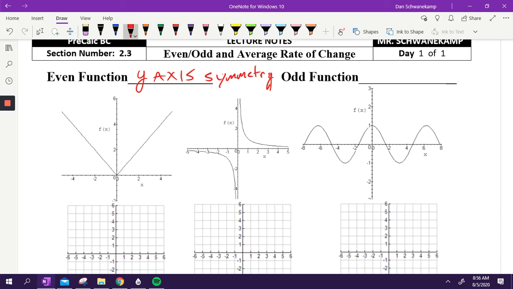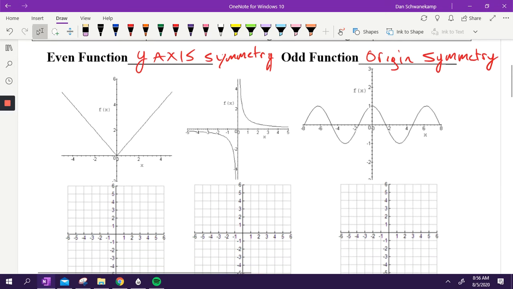Okay, if you have an odd function, it's going to have origin symmetry. An odd function has origin symmetry. All right, remember what origin symmetry looks like. We're looking at opposite quadrants, and they want to look similar. You want to be able to fold something over the x-axis and over the y-axis and see if it matches up. All right, so we've got some pictures down below.